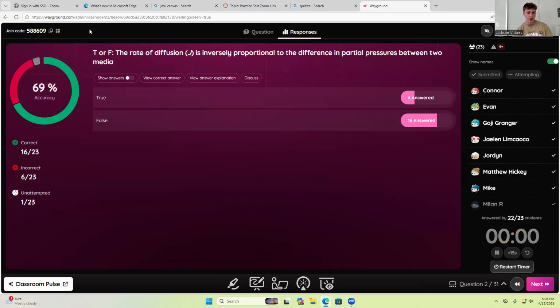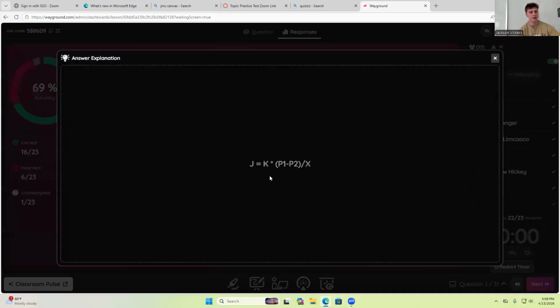All right. Pretty good there. Does anyone want to unmute and say what they think is false about this? Wouldn't rate of diffusion be higher if partial pressure is higher? Yeah, exactly. So the thing that's wrong here is the word inversely. It's directly proportional. So this is that equation that uses the Krogh diffusion constant. Maybe I wrote it in here, but yeah, this thing right here.